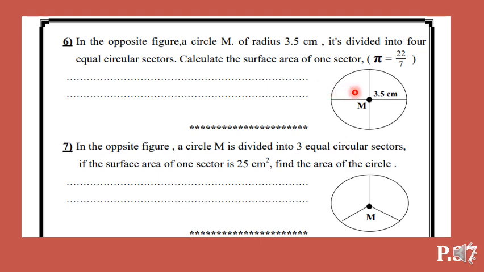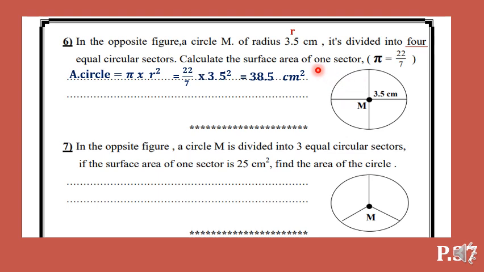Can we find the area of one sector directly? No, we cannot. First, we must find the area of the whole circle given its radius length. Here we have r equals 3.5 centimeter. Can I find the area of the whole circle given its radius length? Yes. Area of circle equal pi times r power 2 equals 22 over 7 times 3.5 power 2 equals 38.5 squared centimeter. This 38.5 squared centimeter represents the area of the whole circle.